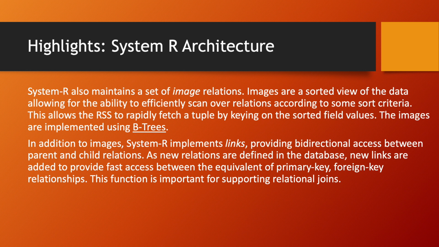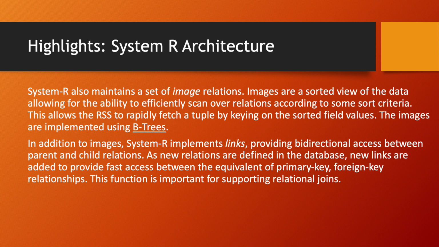System R also maintains a set of image relations. Images are a sorted view of the data, allowing for the ability to efficiently scan over relations according to some sort criteria. This allows the RSS to rapidly fetch a tuple by keying on the sorted field values. The images are implemented using B-trees.